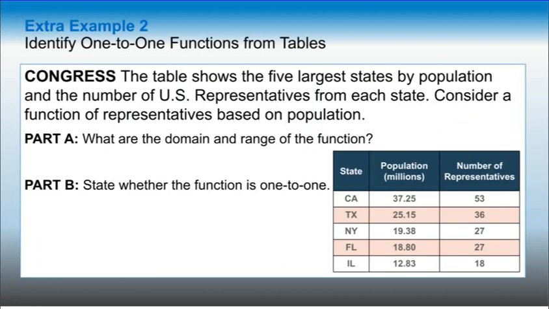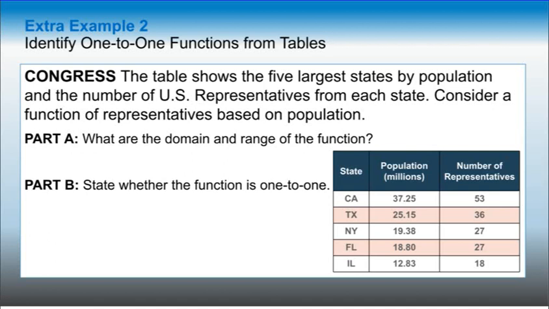Next, the table shows the 5 largest states by population and the number of U.S. representatives from each state. Consider the function of representatives based on population. So part A, what are the domain and range of the function? And part B, state whether the function is one-to-one.